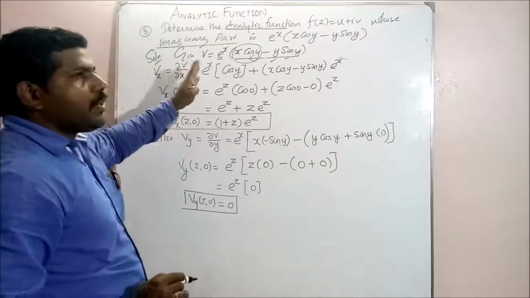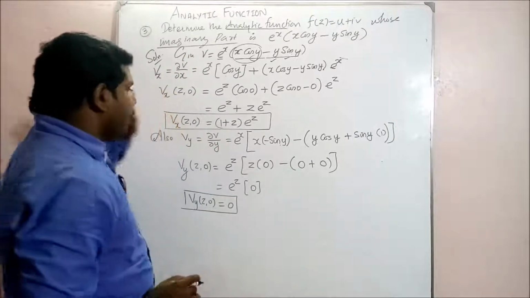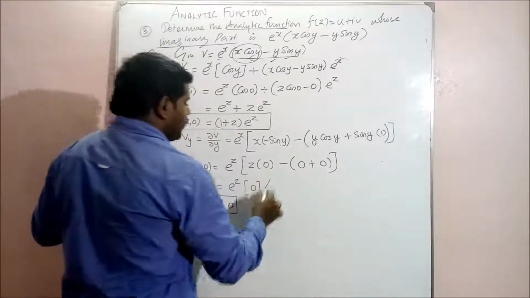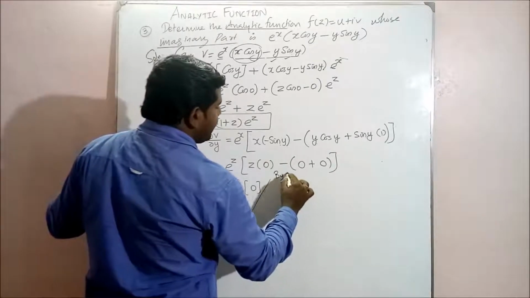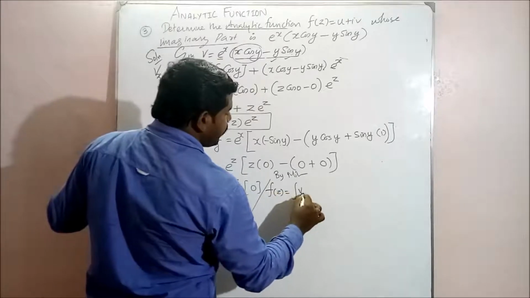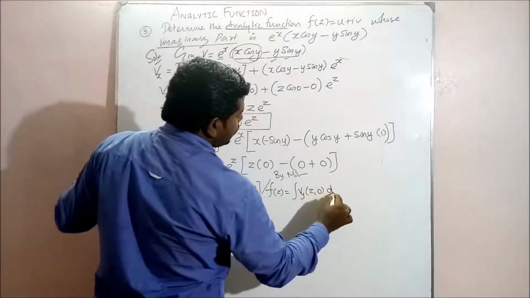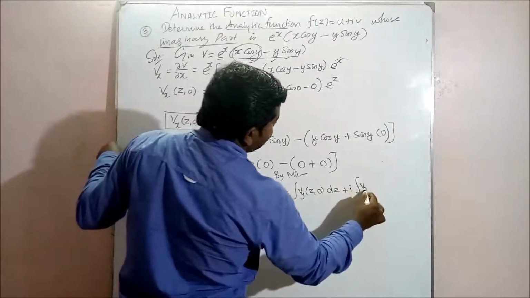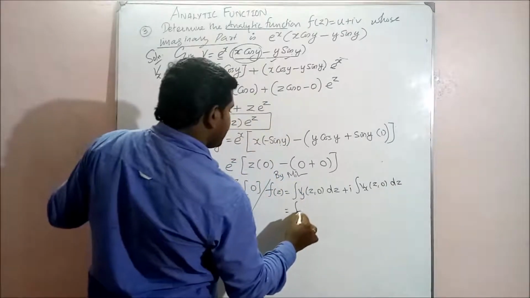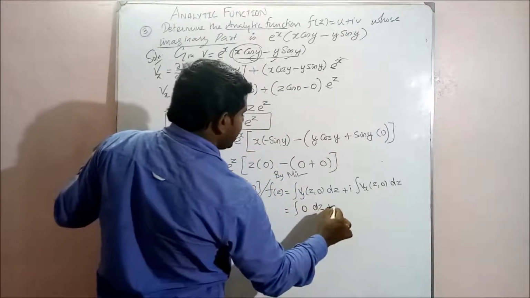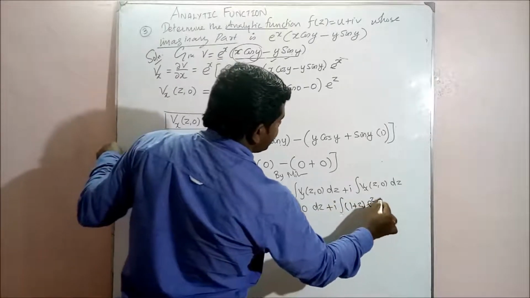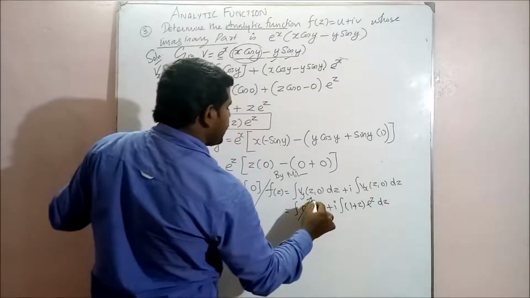So we calculate vx of z, 0, and we calculate vy of z, 0. So by the Milne-Thomson formula, f of z equals integral of vy of z comma 0 into dz plus i into integral of vx of z comma 0 into dz. Here vy of z comma 0 has value 0 into dz, plus i into integral of vx, whose value is 1 plus z into e power z into dz. So the first term totally becomes 0.